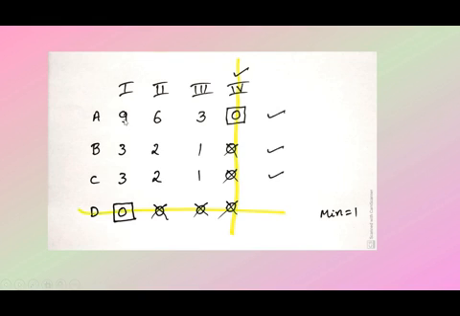So this 9 minus 1 will become 8, 6 minus 1 will become 5, 3 minus 1 will become 2. Here it is covered, should not touch it. 3 minus 1, 2, 2 minus 1, 1, 1 minus 1, 0. This is covered, don't touch. 3 minus 1, 2, 2 minus 1, 1, 1 minus 1, 0.